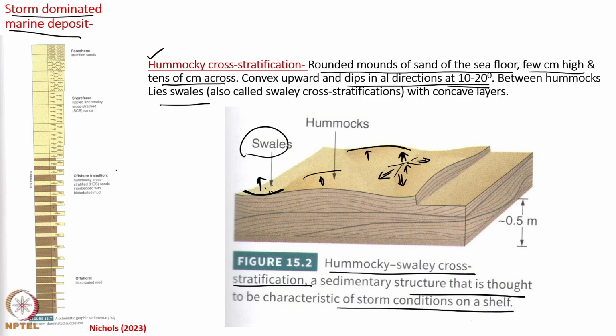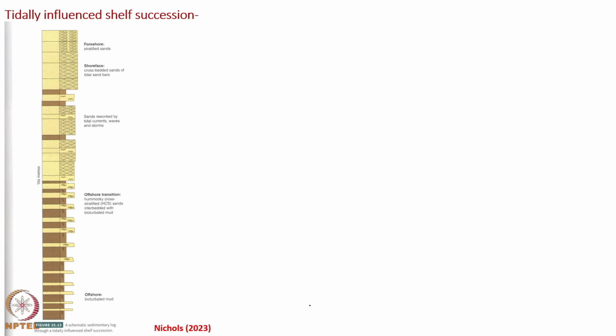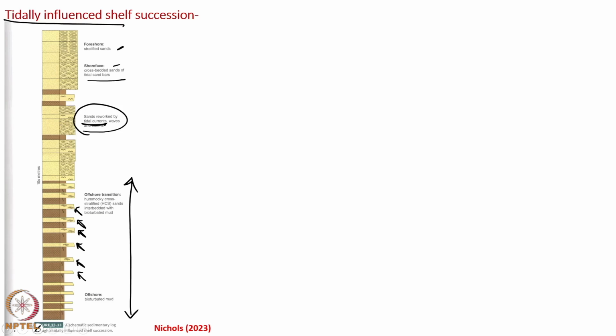We find such hummocky cross stratification within the storm dominated marine deposit. From bottom up, we get sand and mud alteration, then we find the hummocky cross stratification unit, then swaley cross stratified sands are found, and finally the stratified sands. Tidally influenced shelf succession looks like this. There are sand mud alterations and the sand layer thickness can increase as one goes vertically upward. Sands reworked by tidal currents will be found because it is a tidally influenced shelf succession, cross-bedded sand and then the stratified sand at the top.